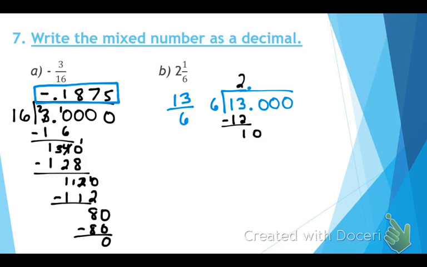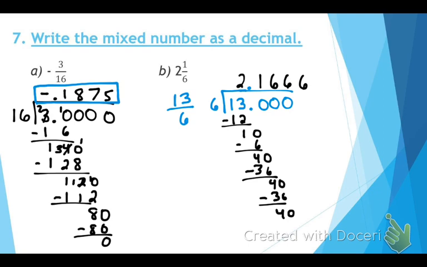How many times can 6 go into 10? 1 time. 1 times 6 is 6. 10 minus 6 is 4. Bring down the 0. How many times can 6 go into 40? 6 times. 6 times 6 is 36. How many times can 6 go into 40? 6 again. Do you notice a pattern? Yes. Once you see it is repeating like 3 times, that's when you want to stop.